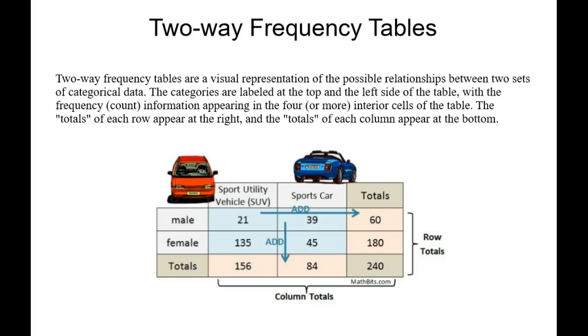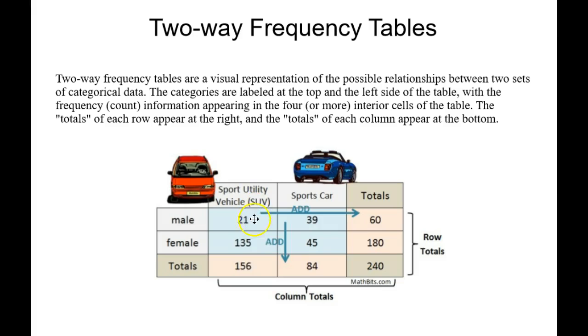So here's a quick run-through of what a two-way frequency table is. It's just a visual representation of the possible relationships between two different sets of data. In this case, we would be comparing males and females to their preference of a type of vehicle. We could see the number of males that like a sport utility vehicle, the number of males that like sports cars, and then we see the total number of males in the survey. We see the number of females that like a sport utility vehicle and the number of females that prefer a sports car and the totals along the right side for the number of females in the survey.